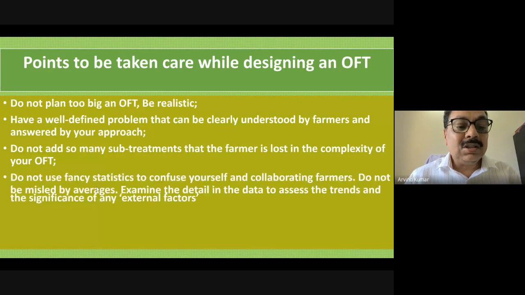Then do not use fancy statistics to confuse yourself and the collaborating farmers. Farmers are not concerned with statistics. They are concerned with net return: how much they are getting when following their own practice, and how much they are getting after your advice or after doing this testing.